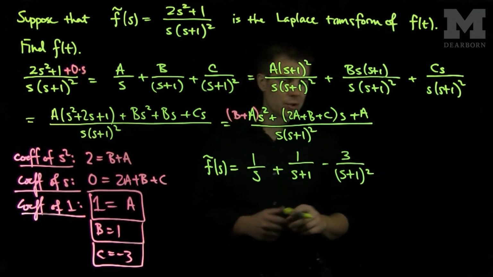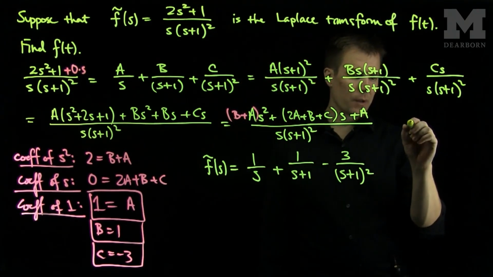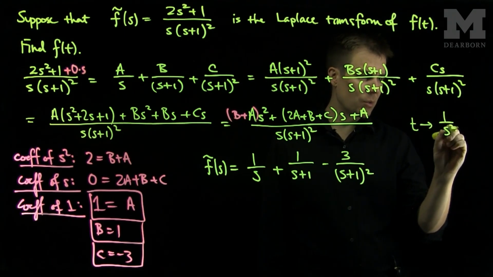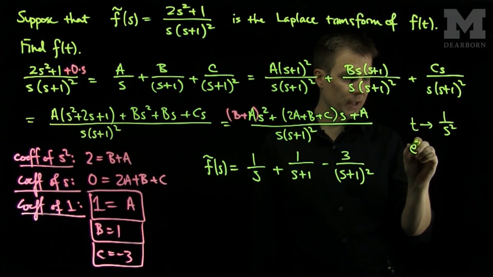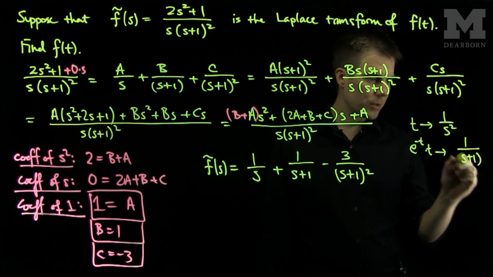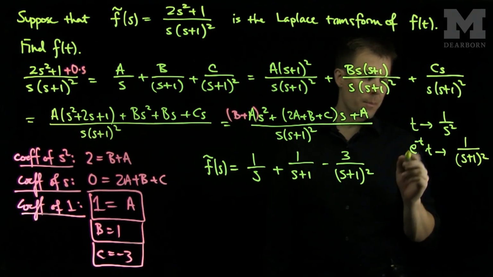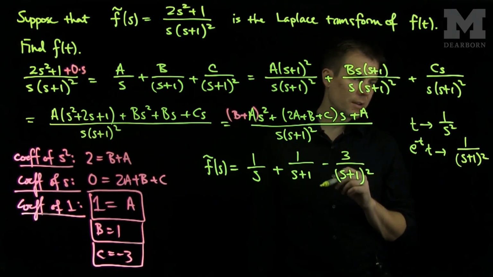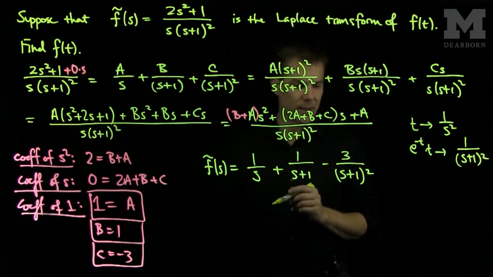Now we'll do the inverse transform. We first recall that the Laplace transform of t is 1 over s squared, and the Laplace transform of e to the negative t times t is 1 over (s plus 1) quantity squared. Because if I have e to any multiple of t, that will shift the Laplace transform of the function over by that number of units.